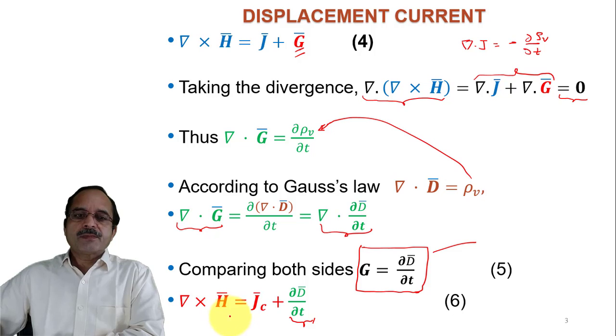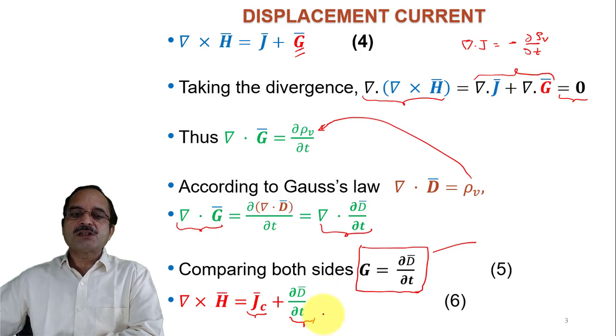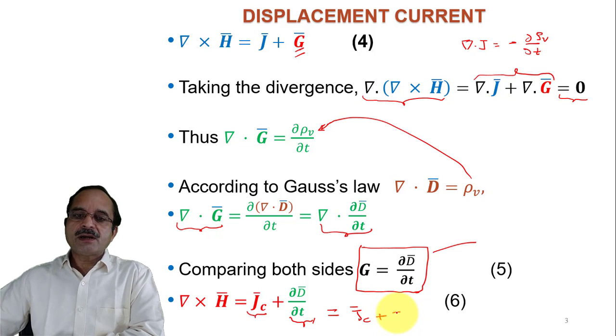Now here, this first term we call the conduction current density, and the second term we added to remove the inconsistency of these equations. So we call this second term the displacement current. So this equation we can write as two terms, conduction current density plus the second term, which we call the displacement current density JD. So this is what is displacement current density.